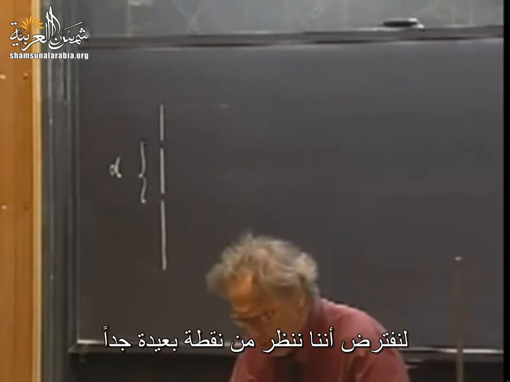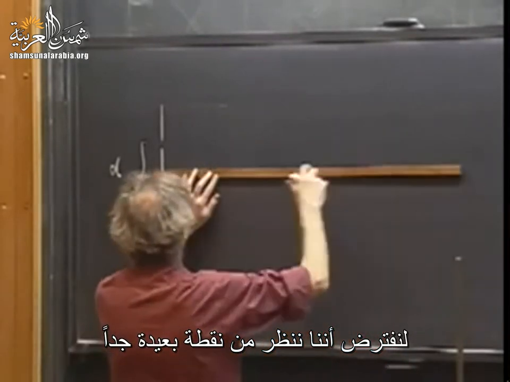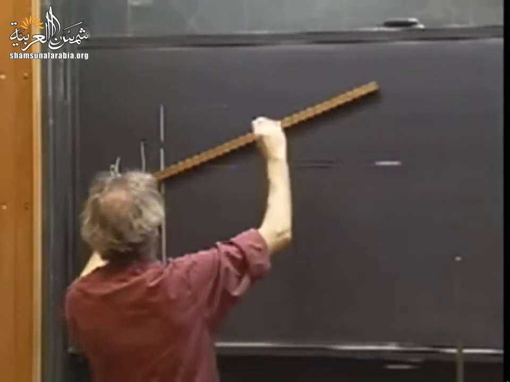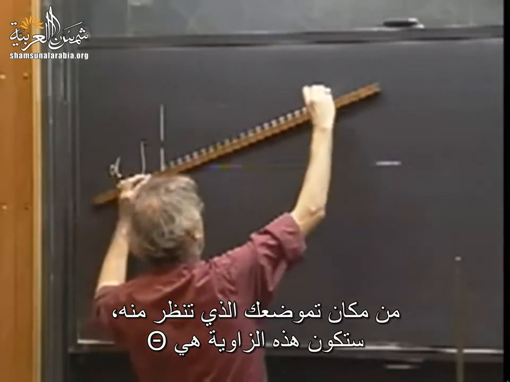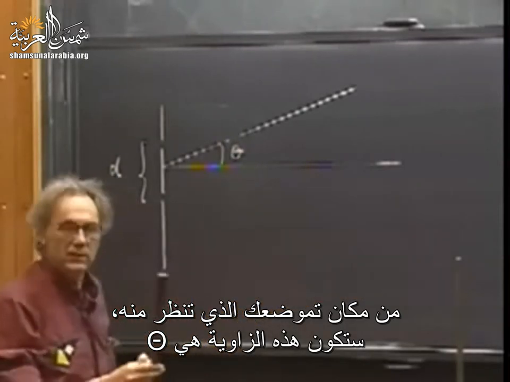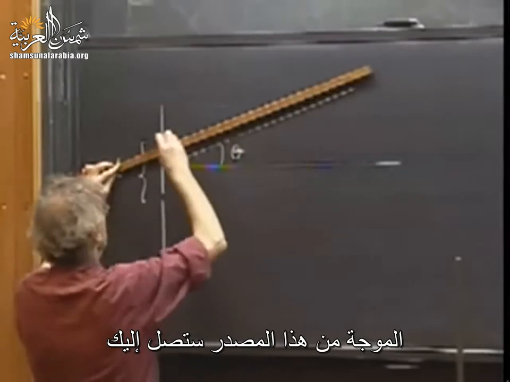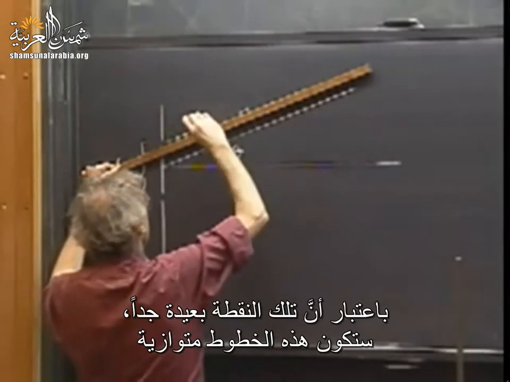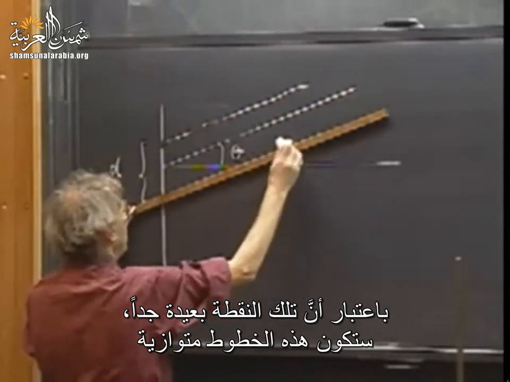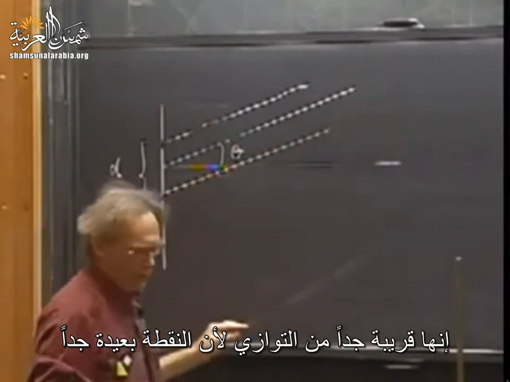Suppose now that we are looking at this at a distance which is very, very far away. And where you are located in space, seen from this point, is an angle theta. So the wave from this source will reach you. And since that point is very far away, these lines here are, of course, very close to parallel to each other.